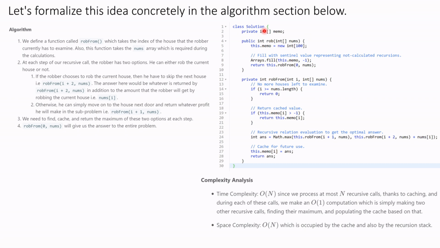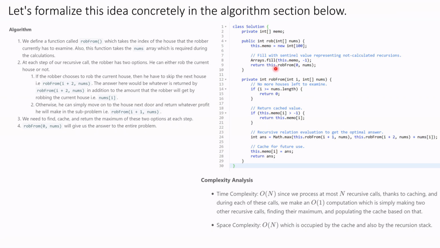So let's see the coding section. We have to define a memo that will store our cache data, the calculated steps will have all the data here. So we have a function that will take nums, and we will initialize our memo. We are initializing it with 100 as the size of the array. Now we will do Arrays.fill this.memo with -1 to fill the initial value of the array, meaning non-calculated recursion.